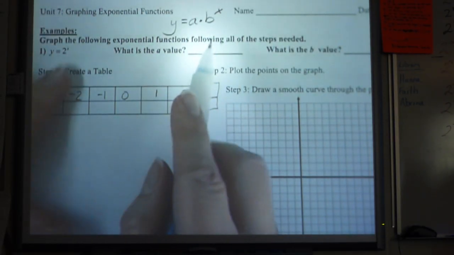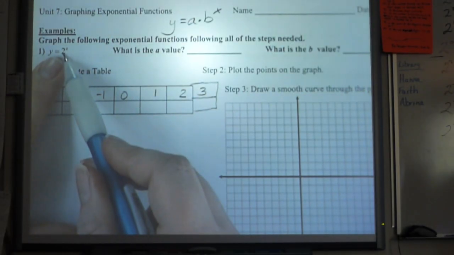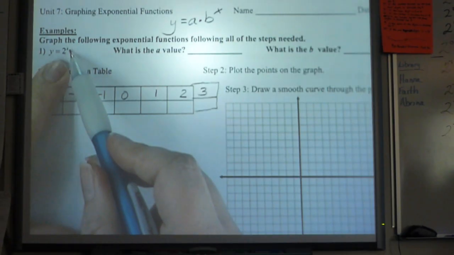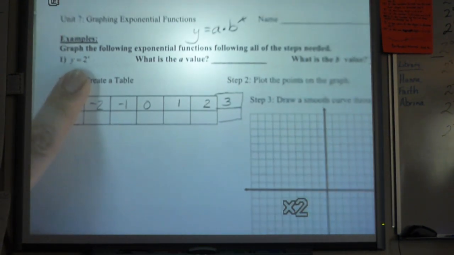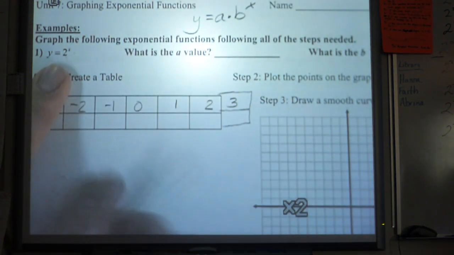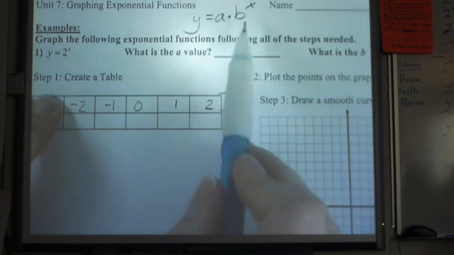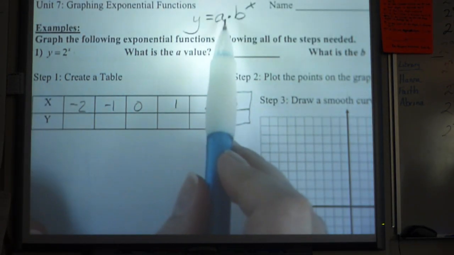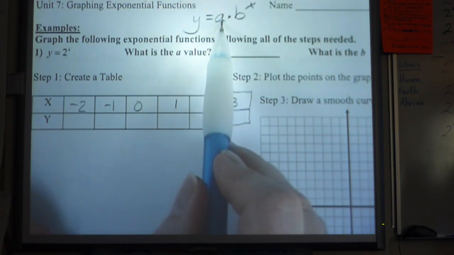Okay, so here we see 2 is what's being raised to the variable power. So we have 2 to the x power. And then the first question is, what is the a value? Okay, well, 2 is what's being raised to the power, so that's representing the b. So what must the a value be? What's that coefficient in the front? What does it have to be?